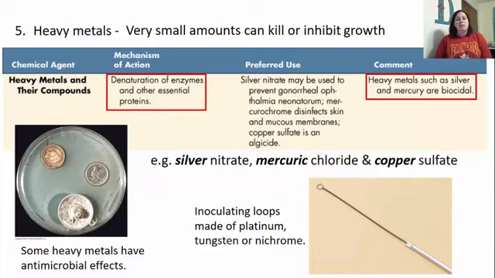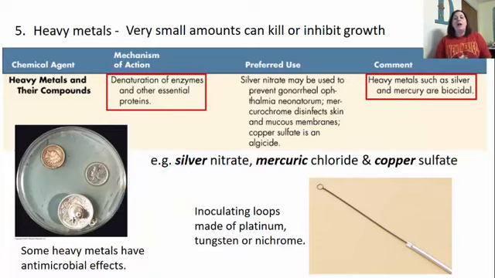So when we look at this, some examples are things like silver nitrate, mercuric chloride, and copper sulfate. And so these heavy metals help in, again, inhibiting or killing the bacteria. Some heavy metals have antimicrobial effects. So if you look here in this example where they put coins that had different metal concentrations on the bacteria or on the spread plate, you can see that some of them killed or at least inhibited the growth, whereas others didn't.